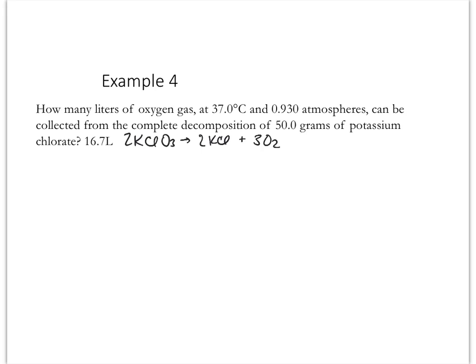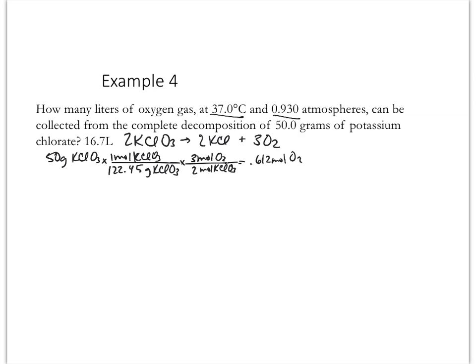So we have 50 grams of potassium chlorate decomposing and producing oxygen gas, but we're not at STP, so we can't go right to volume. We have to use PV equals nRT here. So 50 grams of potassium chlorate, the molar mass of potassium chlorate is about 122.45 grams. Now I can take that to moles of oxygen, 3 moles of oxygen for every 2 moles of potassium chlorate that decompose. That gives me 0.612 moles of oxygen are forming.